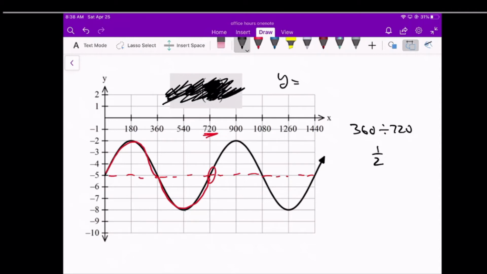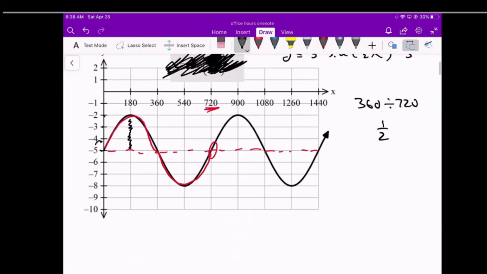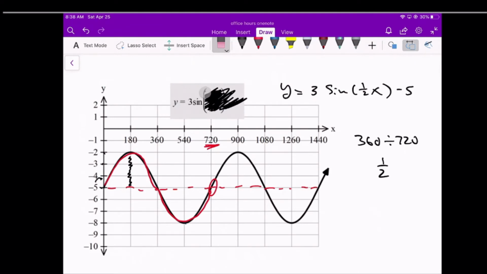So the equation is going to be sine of 1/2 x, this time to slow things down, minus 5 for my baseline, and that leaves the amplitude. The distance from the middle to the top is 1, 2, 3 units. And there we go. Oops, forgot to check again, make sure we got this right. Looks like we got it.